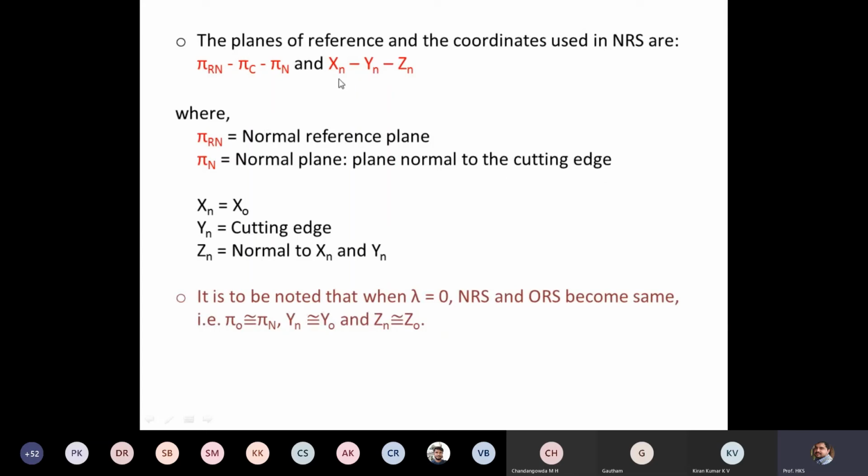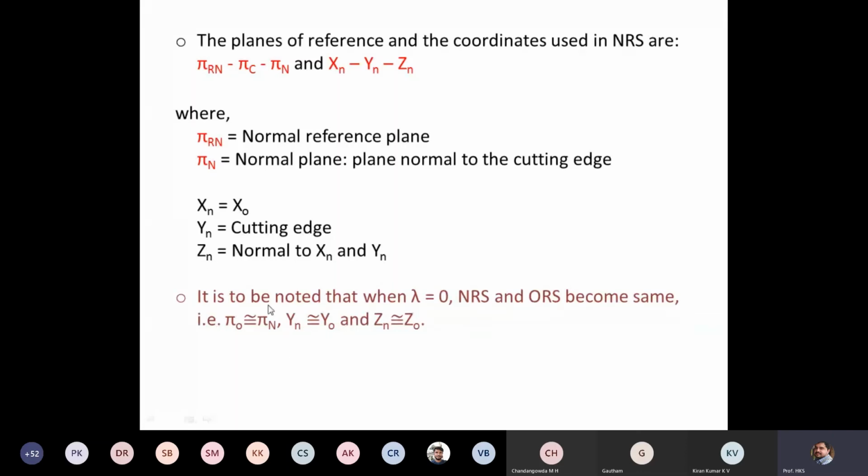So here xn, yn and zn are the coordinates. xn is the same as xo in case of the orthogonal rake system. We consider that as xo, that is orthogonal, and in case of normal, we consider that coordinate as xn. Similarly, the axis along the cutting edge, we consider as yn. And normal to both xn and yn, we consider as zn, that is along the velocity vector.